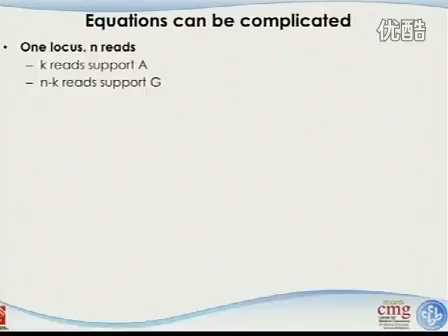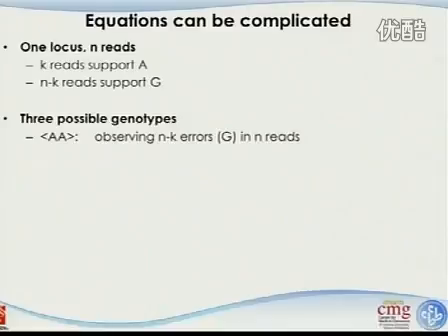But for the biologists, it can be complicated, right? So for one locus, there's n reads, where k support A and n minus k support G. That's pretty straightforward. So there are three possible genotypes, and first is AA. If it's AA, that means we are observing n minus 1 errors in n reads. Is that right? So if the genotype actually is AA, for the example that we had, we observed 10 errors at the same location among 11 reads.